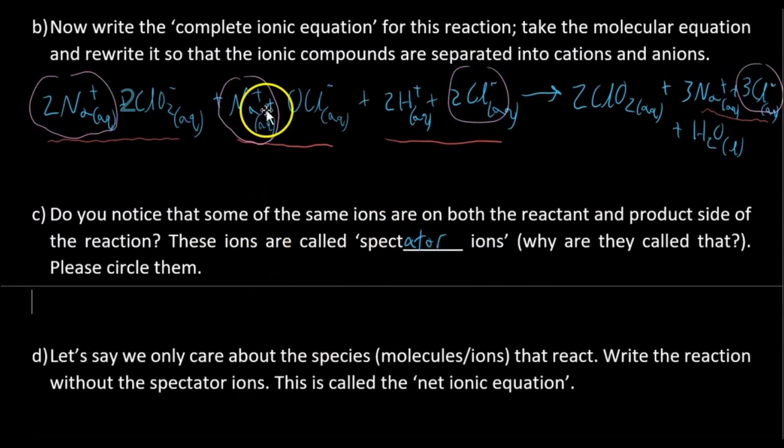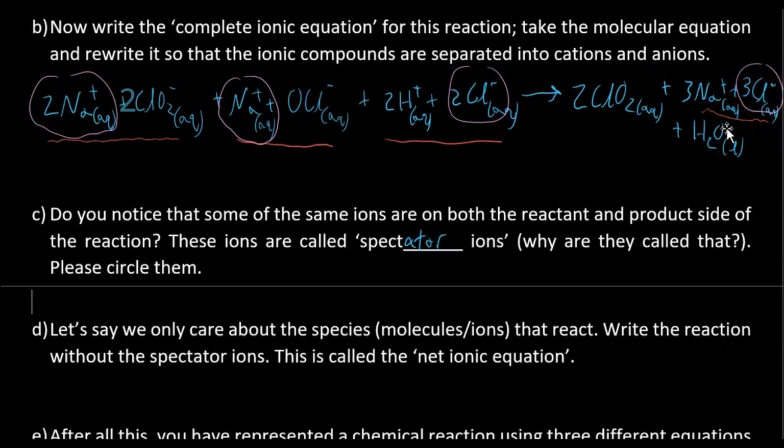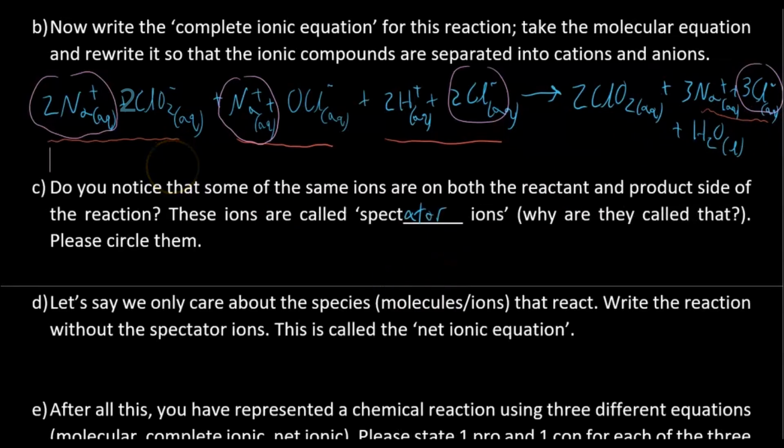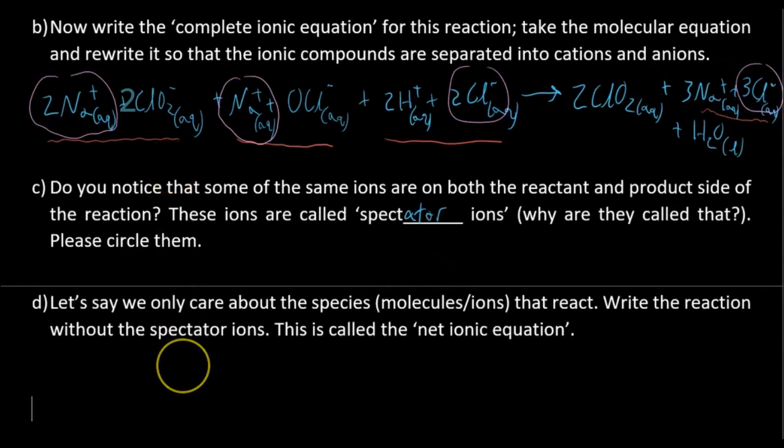Now, let's say we only care about the species, the ions and the molecules that actually react. We only care about the stuff that's reacting. We don't care about the spectator ions. So we're going to write this equation without the spectator ions here. And I'm going to do it right below. Just going to give a little bit of room here. Okay.